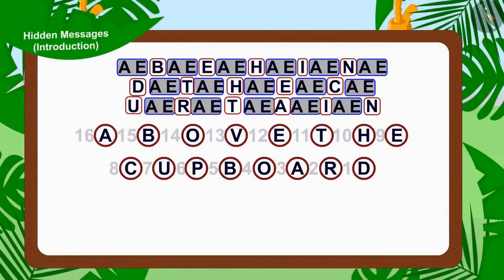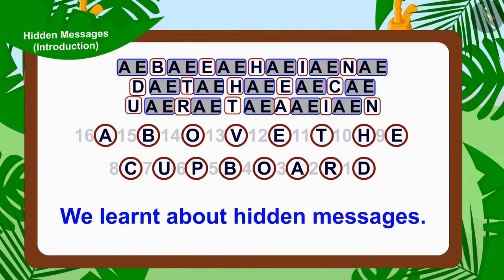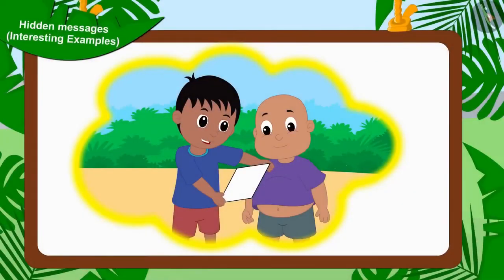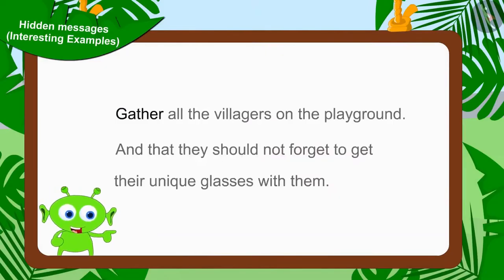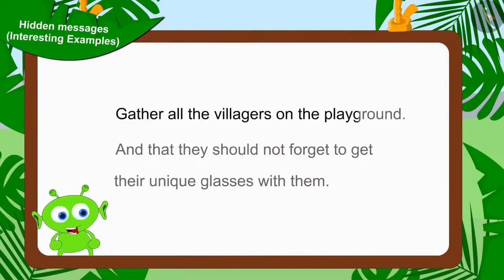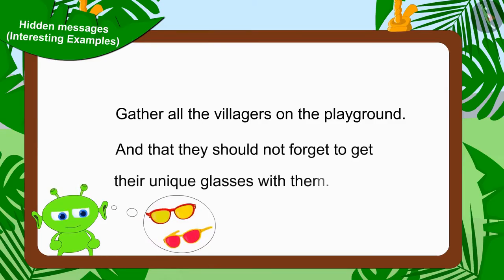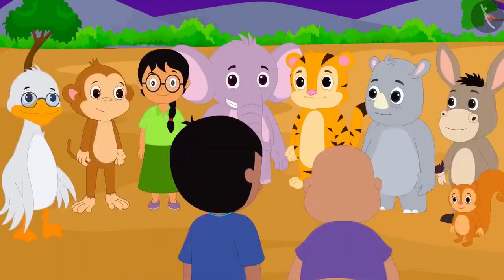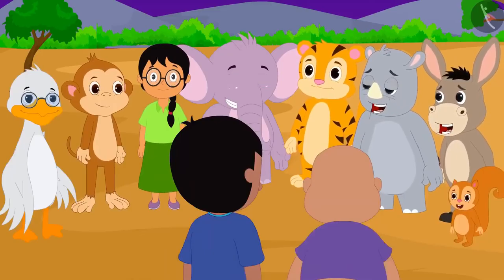Hello children! In the previous video, we learned about hidden messages. In this video, we will see some more interesting examples related to this. Jeev has informed Raju and Bablu through a letter to gather all the villagers on the playground and that they should not forget to get their unique glasses with them. Raju and Bablu gathered all the villagers in the playground as per Jeev's letter.